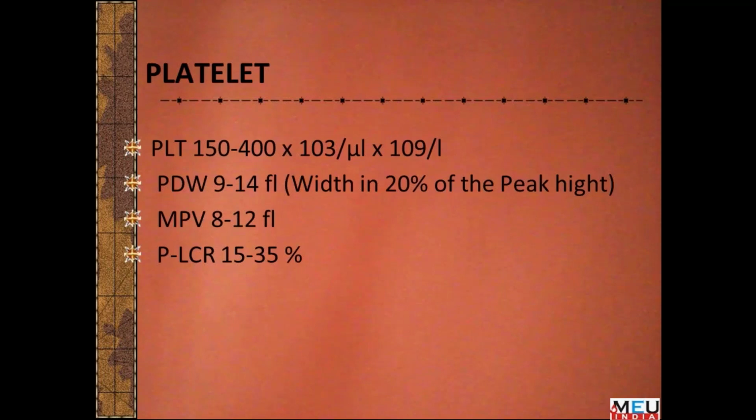The platelet count is normally 150 to 400, and platelet distribution width is 9 to 14 femtoliters, and mean platelet volume is 8 to 12 femtoliters.